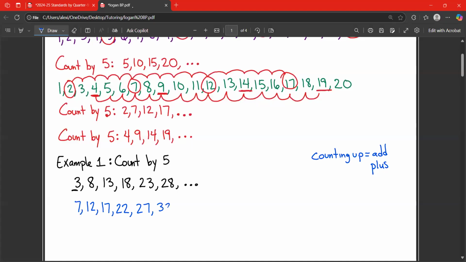Did you get 32? If you did, good job. If not, let's talk about it. 27, put up my thumb, 28. Put up my next finger, 29. My next finger, 30. My next finger, 31. And then my last finger, 32.